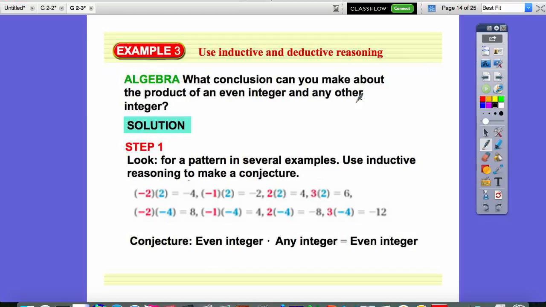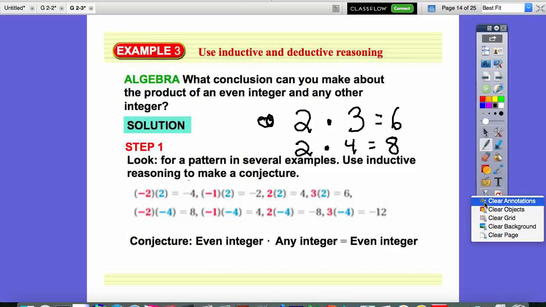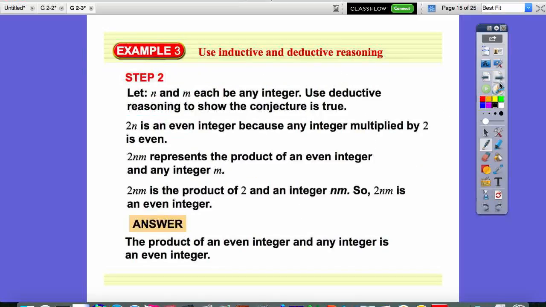What conclusion can you make about the product of any even integer and any other integer? So if I have any even integer, let's say I have 2 times any other integer is 6. Now an even integer times an even integer is 8. So it's an even integer. I can start to see that anytime I take an even integer and multiply it by any integer, I'm going to get an even integer.